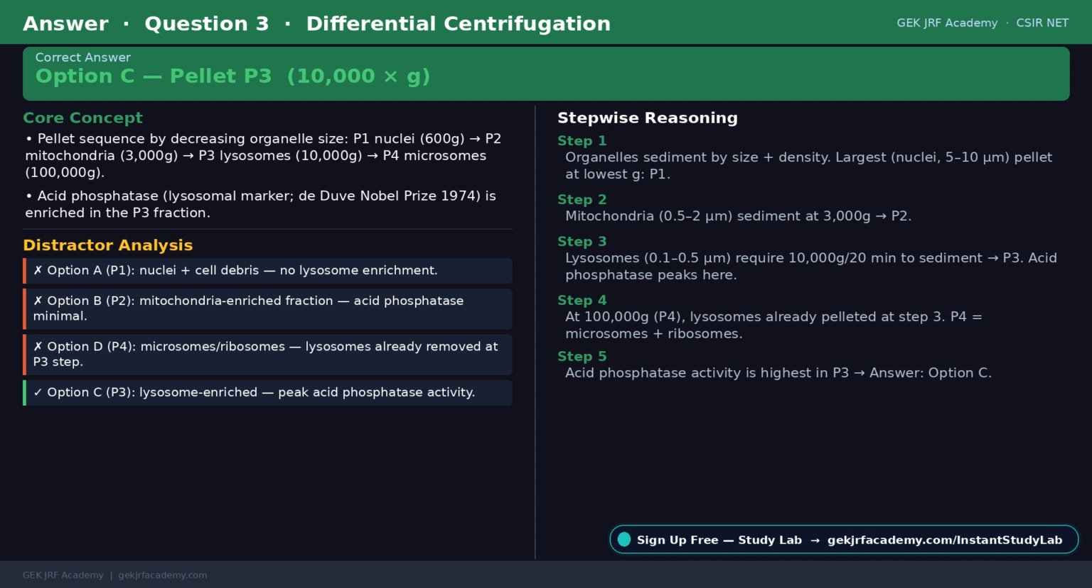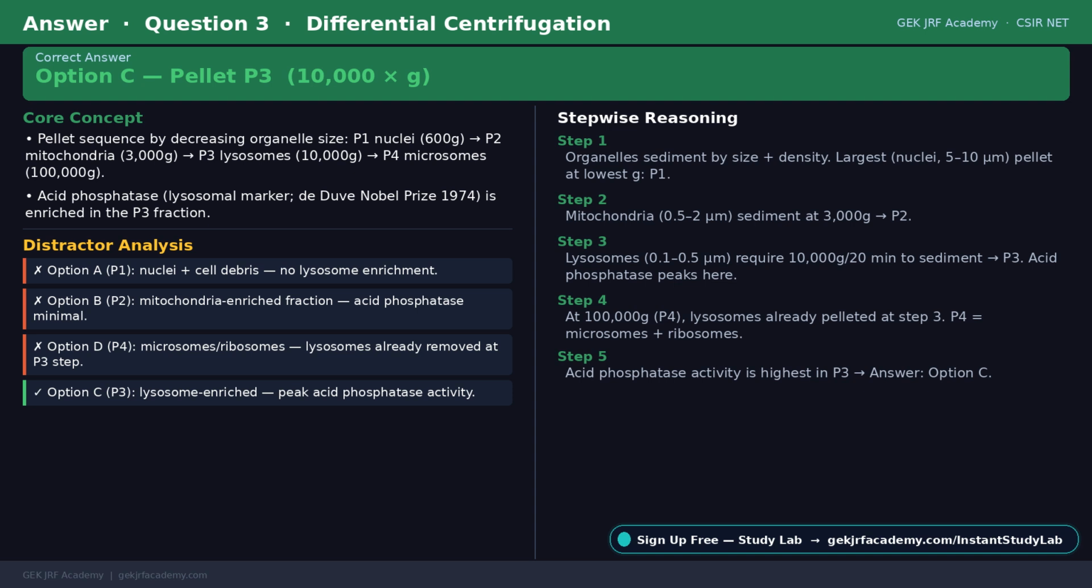This is confirmed biochemically. Acid phosphatase activity peaks in P3. Acid phosphatase is a lysosomal enzyme that cleaves phosphate groups from substrates at acidic pH. A classical lysosomal marker used since the work of Christian de Duve. At 100,000 times gravity, the P4 pellet contains microsomes, fragments of endoplasmic reticulum, and ribosomes. By this point, lysosomes have long since been removed in P3.